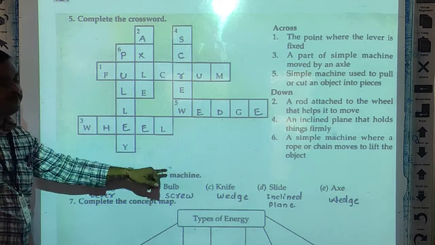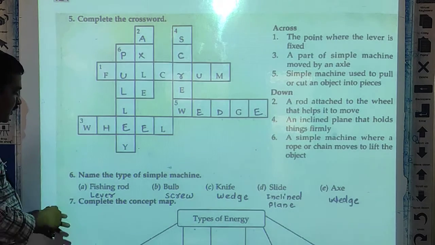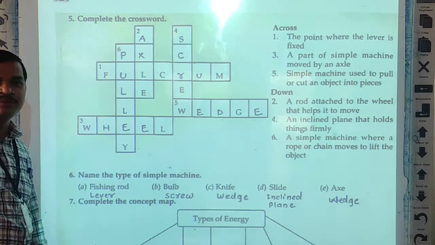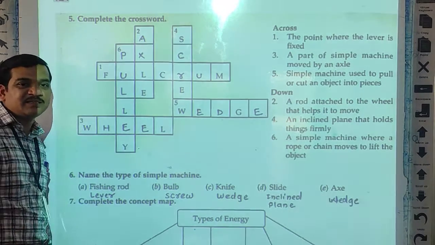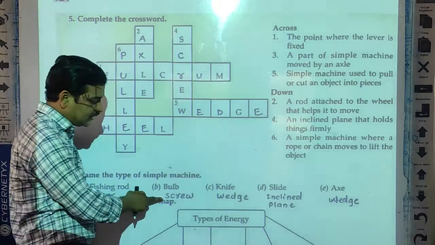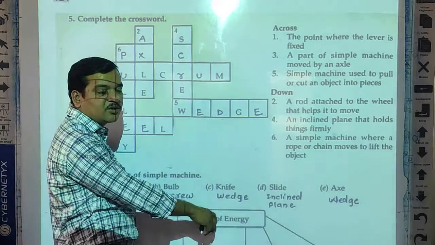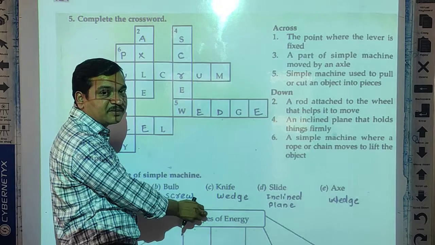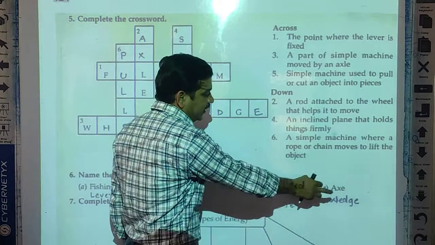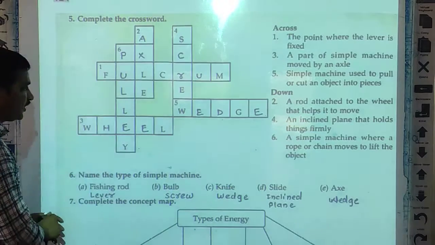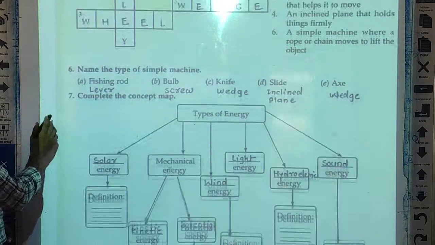Name the type of simple machine. Next question. Fishing rod. Which kind of simple machine is there? Lever. Bulb. Which kind of simple machine is there? Screw. You know, to fix it. Screw. Knife. Which kind of simple machine example? Wedge. Slide. Inclined plane. Axe. Wedge. Okay, students. Now go to the next question.